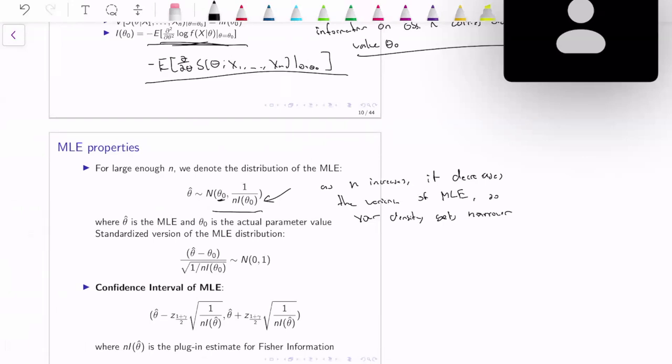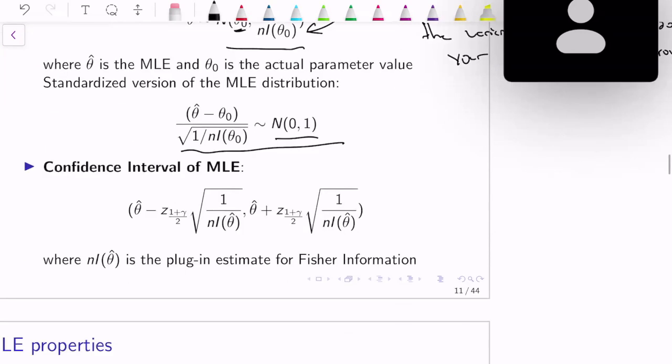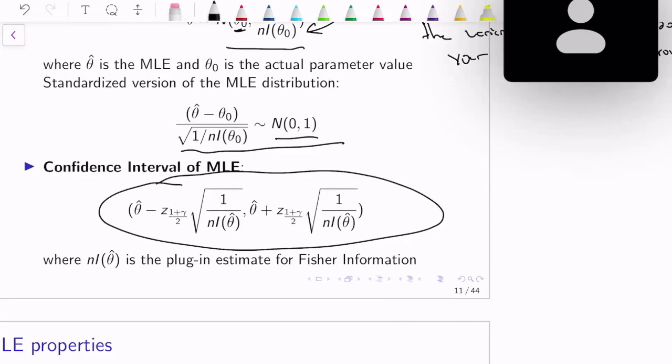Oh, and then this is just the standardized version. So you subtract the mean and divide by the square root of the variance, or the standard deviation, and you'll get the standard normal distribution. And then this is how you compute a confidence interval. I believe this is in your cheat sheet. I would double check to make sure it is. I feel like it should be.